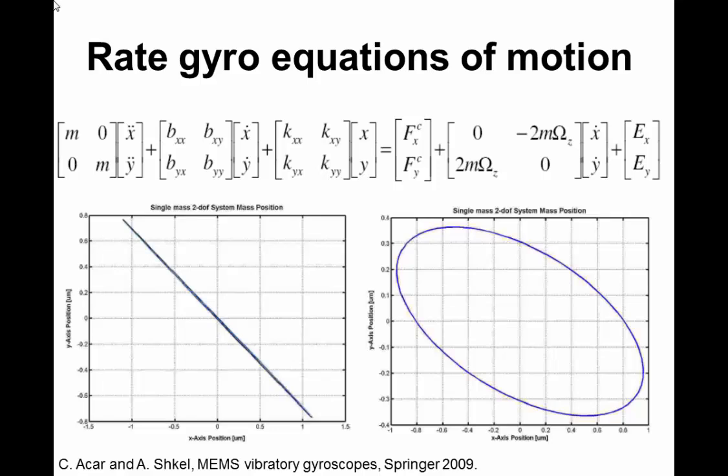And the starting point for the rate gyro is really to start to capture some of these non-idealities in the device through these structural parameters in terms of off-axis damping and spring terms. So these essentially represent some form of mechanical or electromechanical coupling between the modes that acts in the absence of the rotation rate.